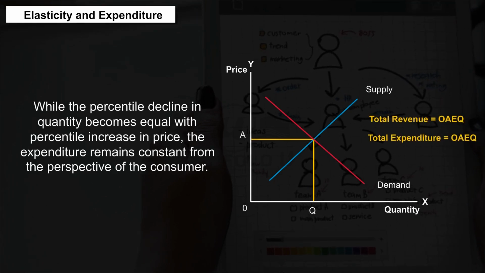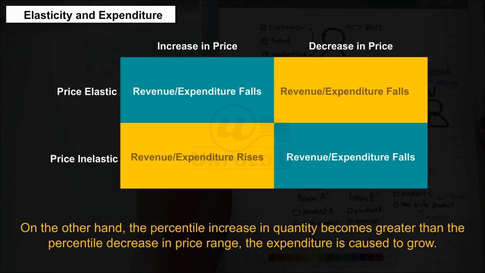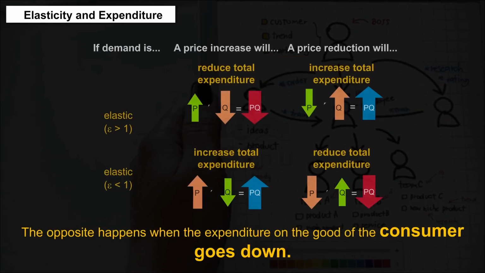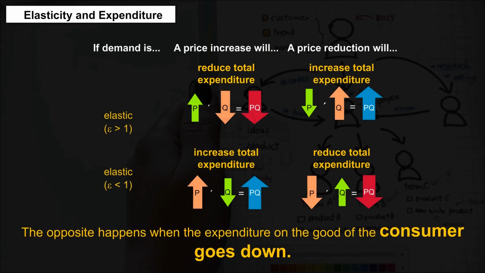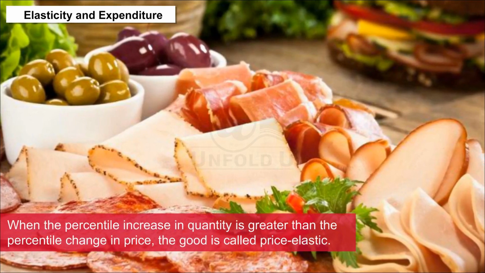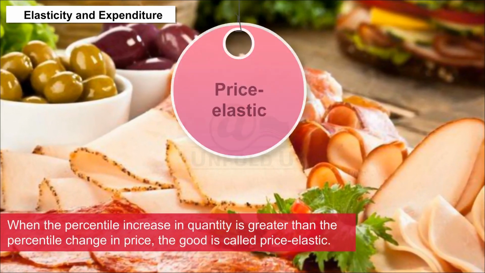On the other hand, when the percentage increase in quantity becomes greater than the percentage decrease in price, the expenditure is caused to grow. The opposite happens when the expenditure of the consumer on the good goes down. When the percentage increase in quantity is greater than the percentage change in price, the good is called price elastic.